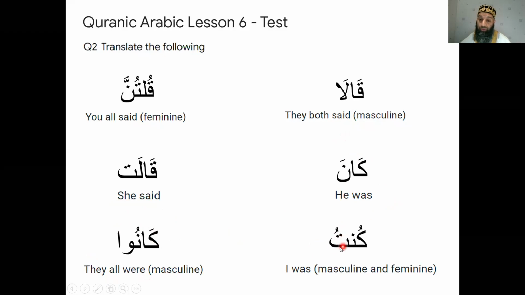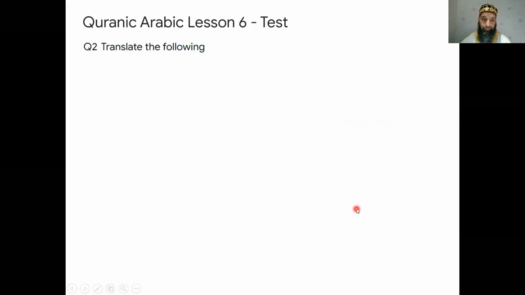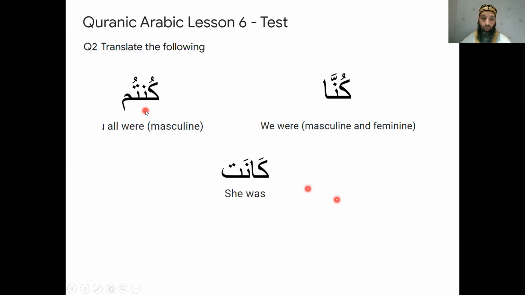Like they all were, they all used to be. Kuntu, again the tu means I. So I was. Because kana means to be. He was. So kuntu, I was. Kuntum, you all were. Kunna, we all were. And kanat, she was.